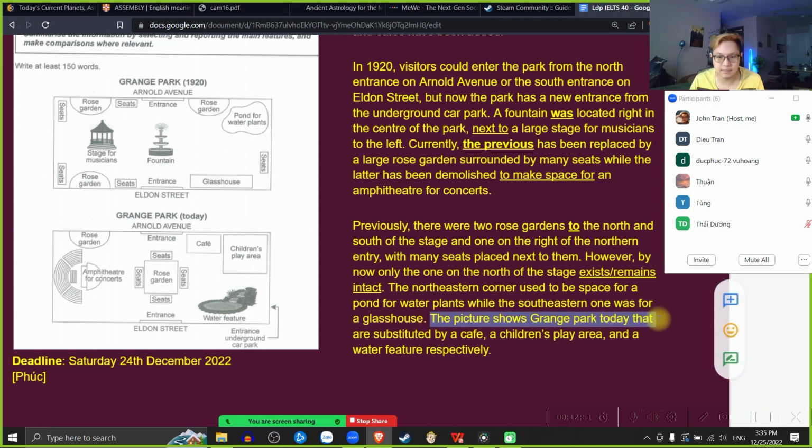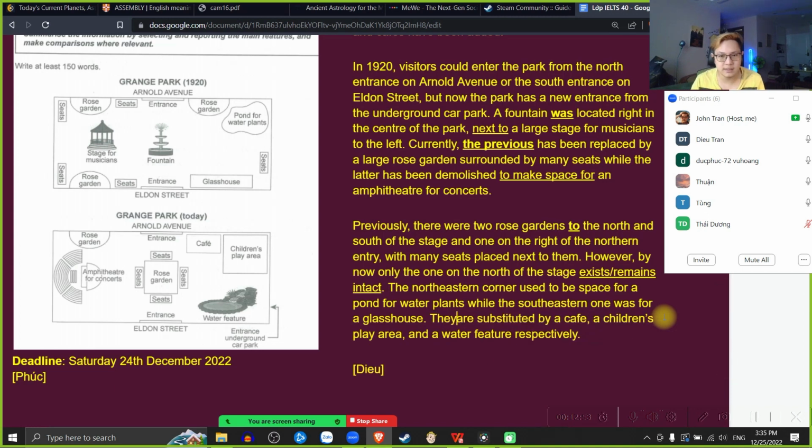You can say, okay, they have been substituted. Chúng ta được thay thế. They have been substituted by a cafe.